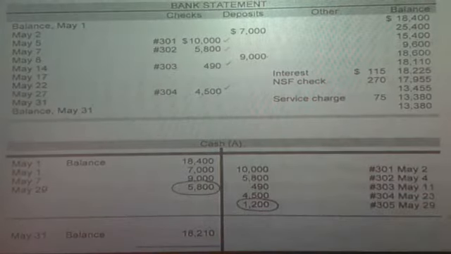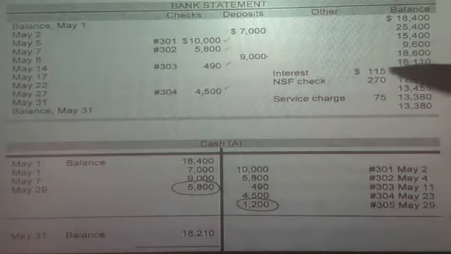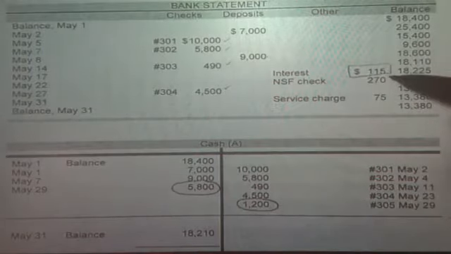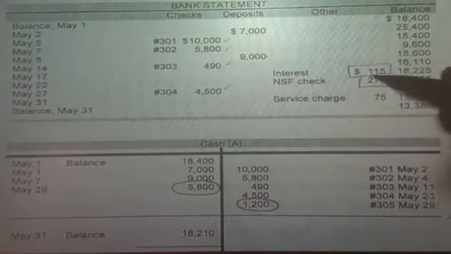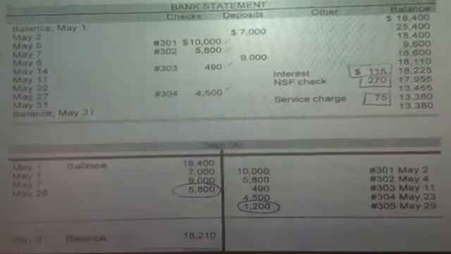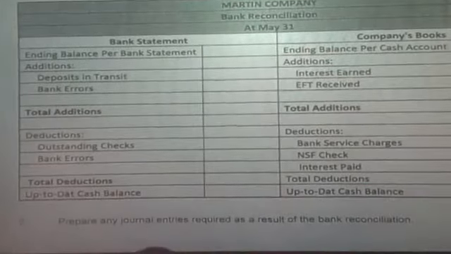And then if you look at the bank account and see what debits or credits are missing from your book account, you'll see that we have interest of 115. And we have an NSF check of $270, and we have a bank service charge of $75. Okay. So we go down to our bank reconciliation.